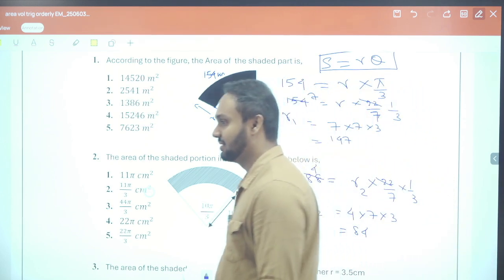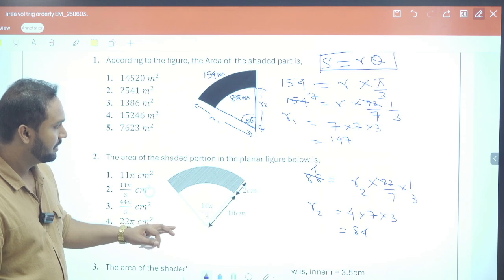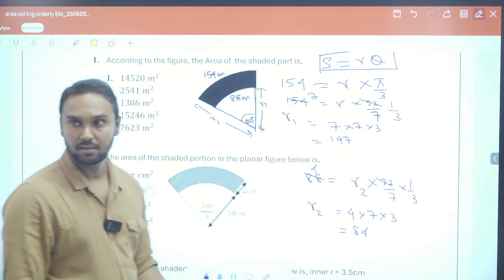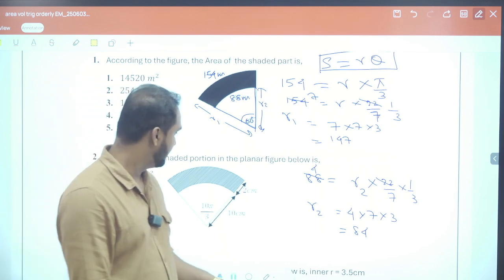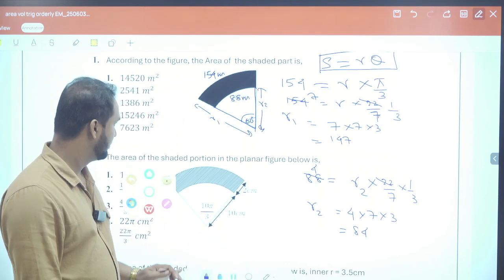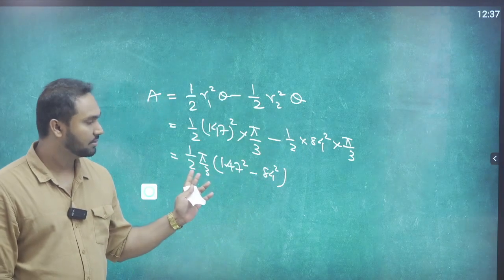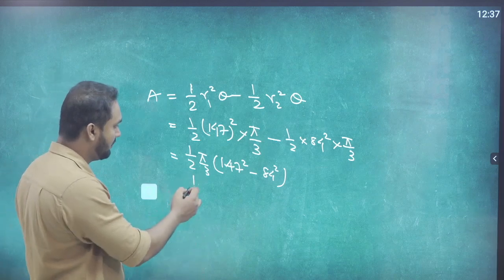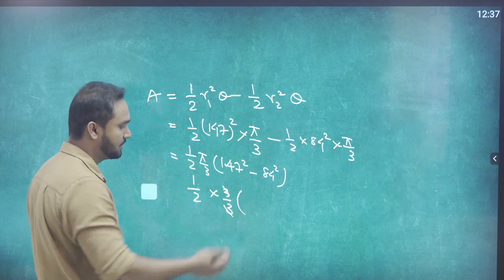Right, guys, listen. So, what was the answer? You have the answer? No? Bro, just multiply it. Now take the π as 3. That's all. Yeah? So, half, 3 over 3, no? So, it's almost cancelled out.